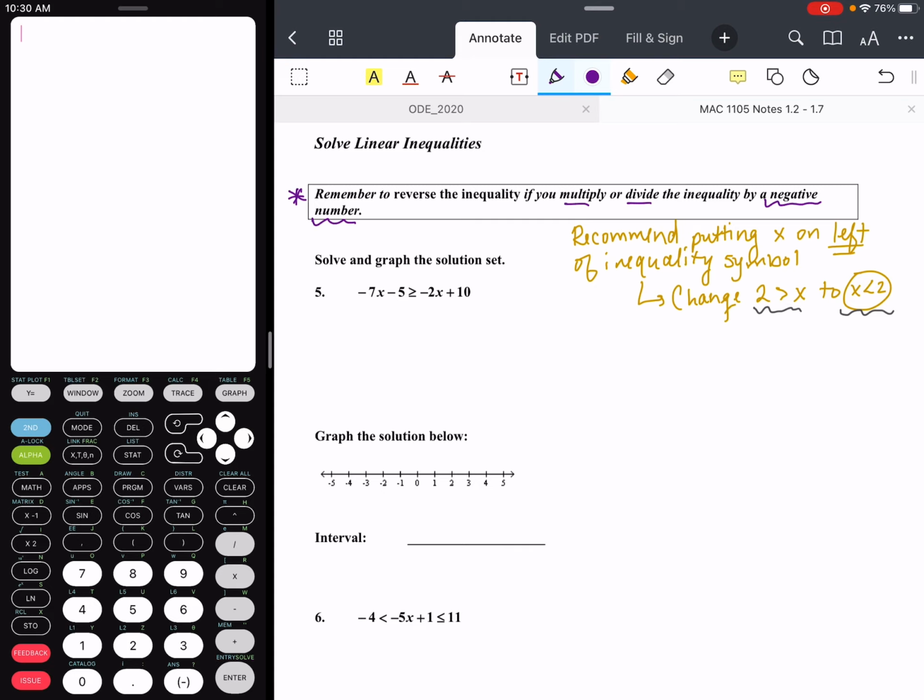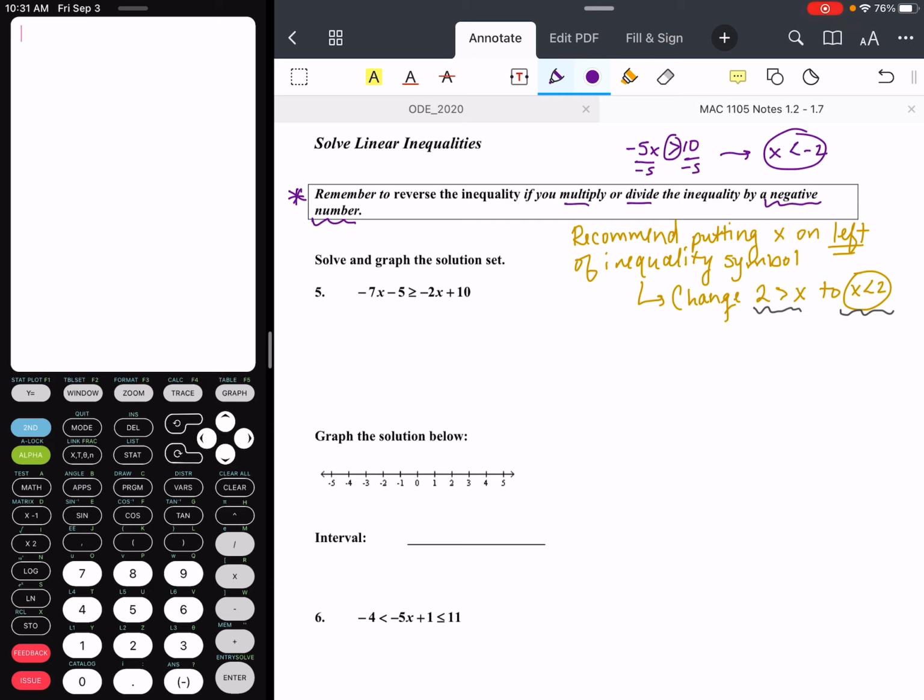So that means if you have negative 5x is greater than 10, and you divide both sides by the negative 5, that will then become x is less than negative 2. So when you're dividing by that negative 5, you flip that inequality.